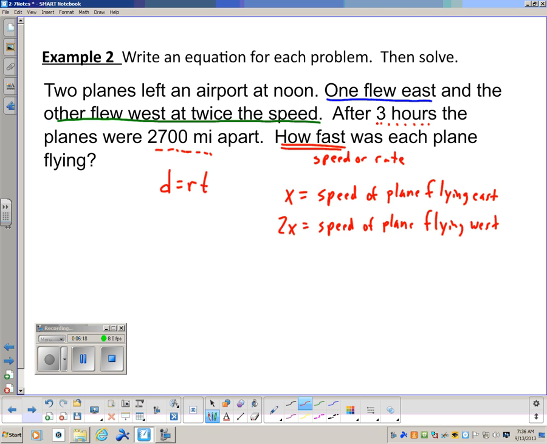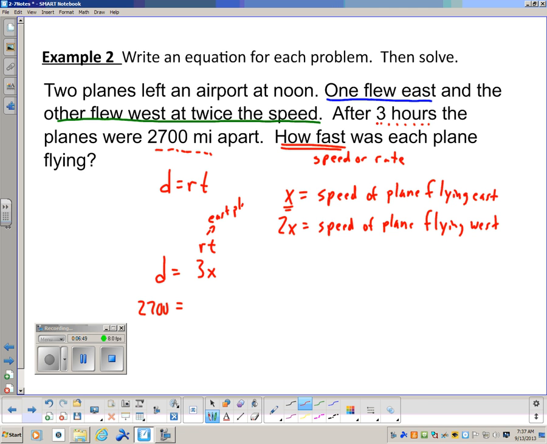And again, we're doing that distance equals rate times time formula. After 3 hours, the planes were 2,700 miles apart. So again, we can do that total distance of 2,700, just like we did in the last problem. We took the speed of the plane flying east and its time, so 3x, because you can do r times t here for the east plane.